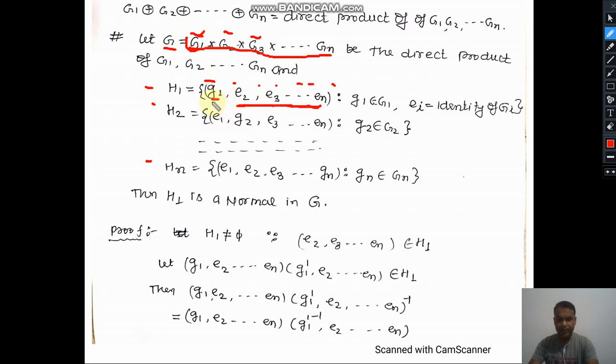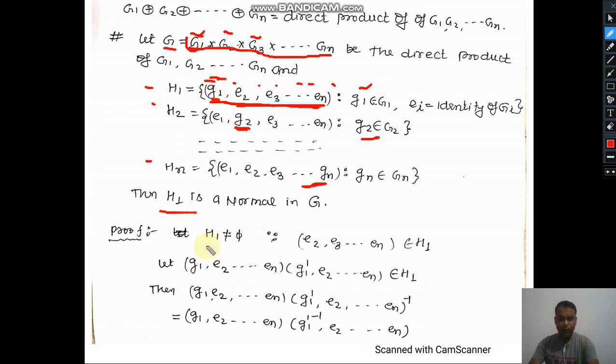Please note that this G1 is not a particular element, it is the set of all possible ordered pairs, but we will use the first elements taken from G1. Similarly, H2 is defined in this manner: the second position will be filled by the elements of group G2 and so on, and this is the nth subset, and these subsets have n ordered pairs. Then we have to show that this H1 is a normal subgroup.